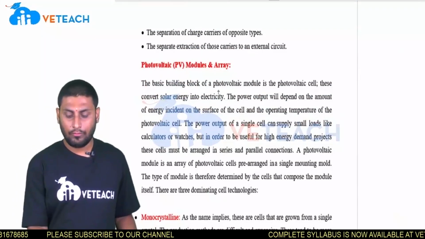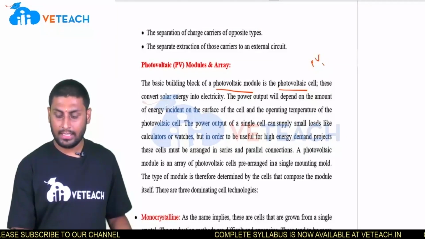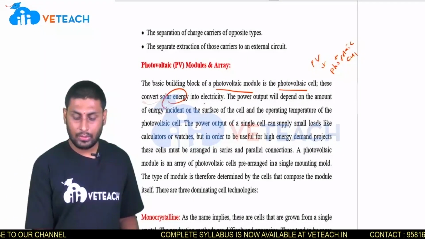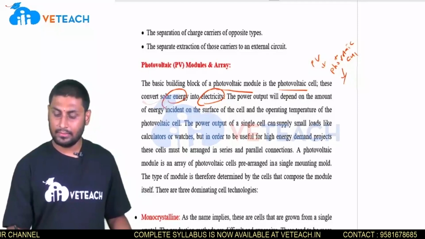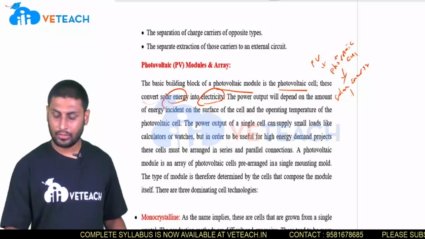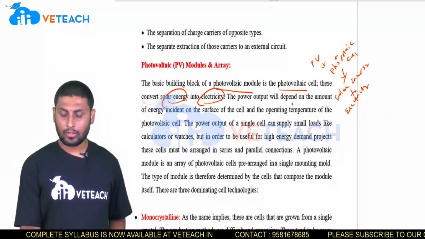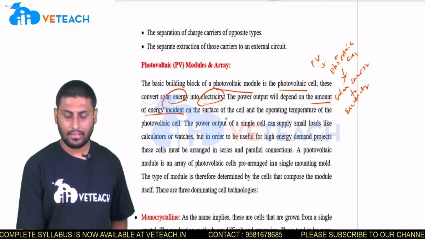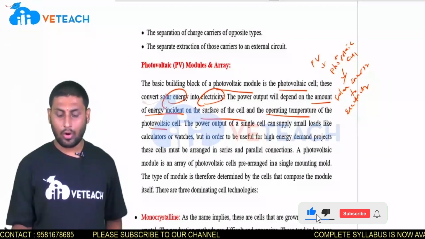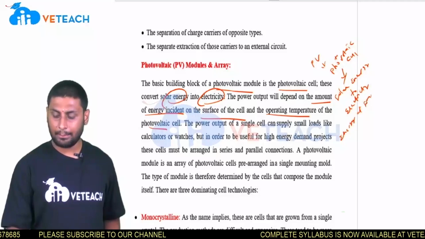The basic block of a photovoltaic module is the photovoltaic cell. This converts solar energy into electrical energy, which we use. The power output depends on the amount of energy incident on the surface of the cell and the operating temperature of the photovoltaic cell.